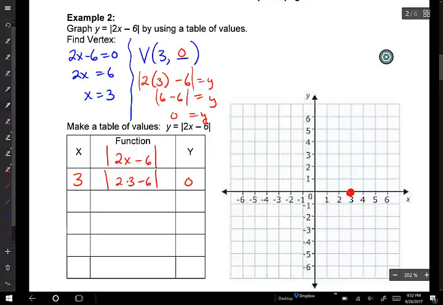And now I'm going to shift to blue. And I'm going to take values to the right of that, the points 4 and 5. So 2 times 4 minus 6, that's 8 minus 6, which is 2, and the absolute value is 2. 4 comma 2. And then lastly, I'm going to take the value 5. So that gives me 10 minus 6, which is 4, 5 comma 4.